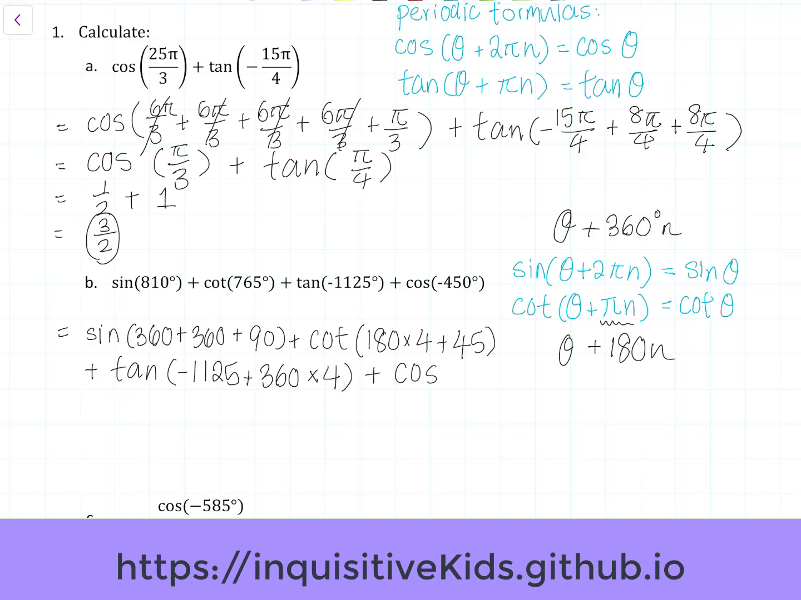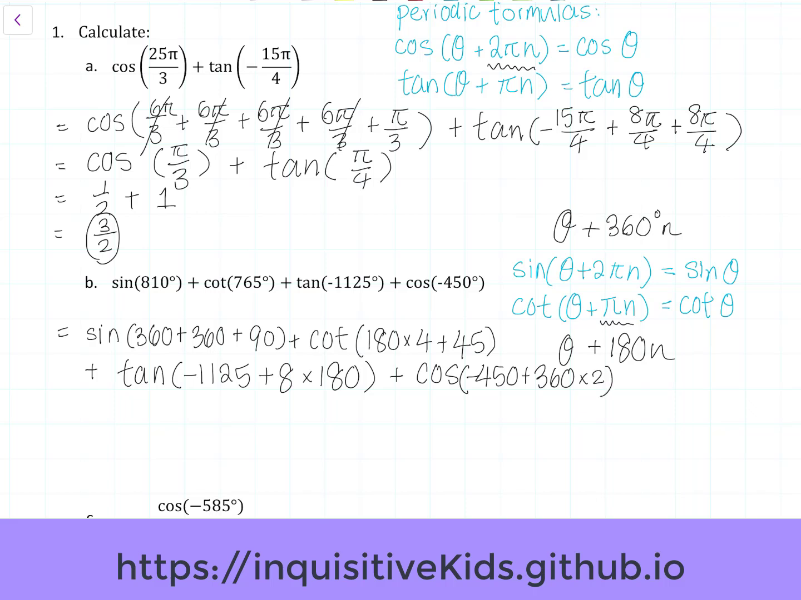And for cosine, negative 450. Well, the cosine formula says that we can keep adding on multiples of 2 pi radians, or we can keep adding on multiples of 360. To simplify the tangent, we can keep adding on 8 180s onto negative 1,125. And for the cosine, it says that we can add on multiples of 360 degrees. Negative 450 plus 360 times 2 would give us a positive value.